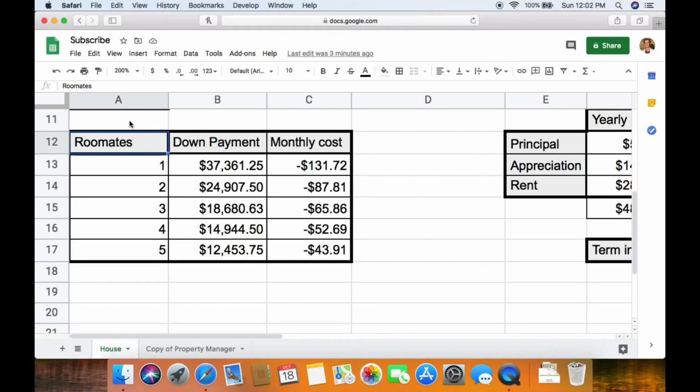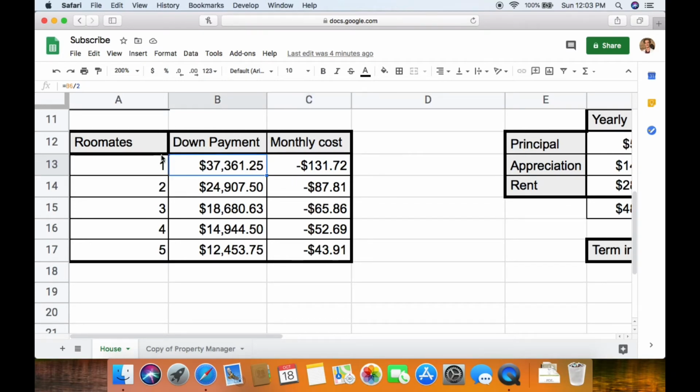Now, one of the most recent additions that I've done to this calculator is the roommates, quote unquote, I should probably put quotes around that, is if you decide to go in on this property with anyone else. This would mean if you went in on the property with one other person, your down payment would be $37,000 and monthly costs would be negative $131.